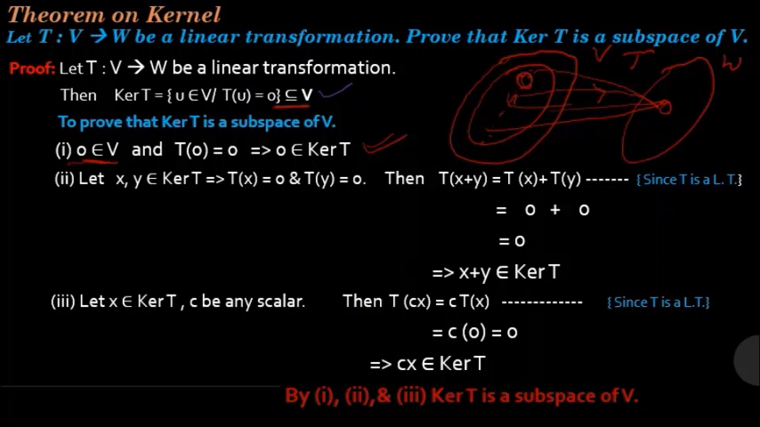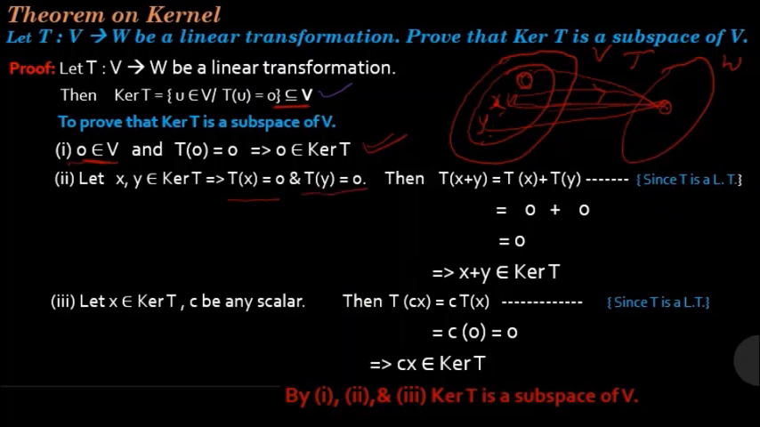Now let us take the second condition. X comma Y belong to kernel T. So I am taking here, suppose this is X and this is Y. Then if they are in the kernel, what should be true? T of X is equal to 0 because X is mapped to 0.